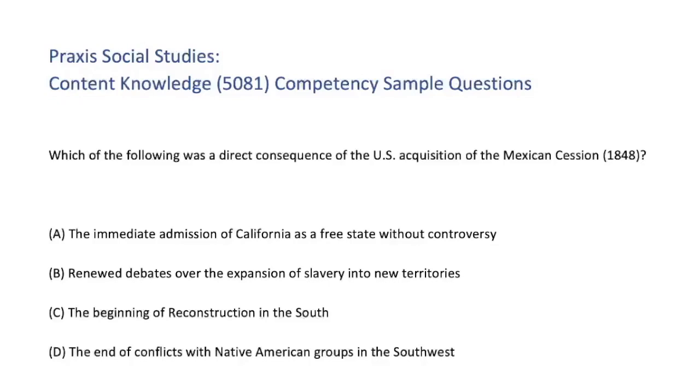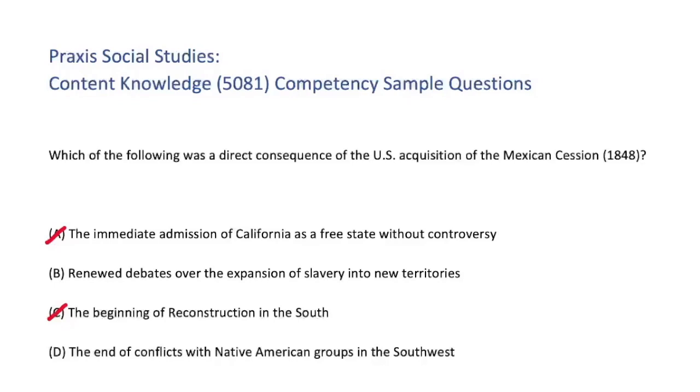As a strategy, I would suggest using chronology to eliminate options that clearly happened too early or too late for this timeline. Let's go ahead and take a look at our different answer options, starting with choice A. We can rule out this choice because it claims that California's admission was immediate and uncontested, but actually it became a heated part of the Compromise of 1850.